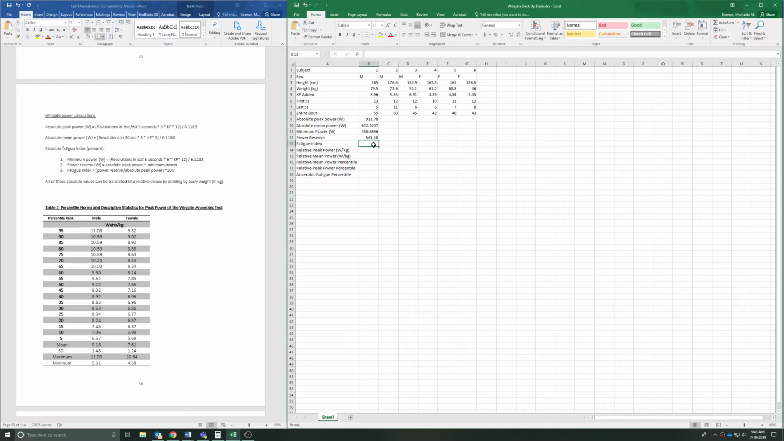Our fatigue index is going to be equal to what we just calculated divided by the absolute peak power. And you don't automatically have to multiply it by 100. I would just simply use the percent sign up here. And I'm going to go in and adjust there. Once you have these calculated, they don't change based on sex, so you can just drag them all over. And then to determine relative peak power, you're just going to take their absolute and divide it by their weight in kilograms. And then the same thing for the relative mean power.